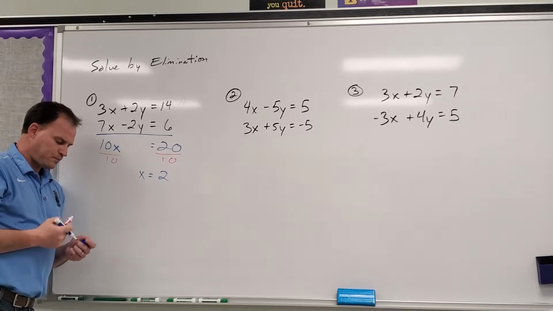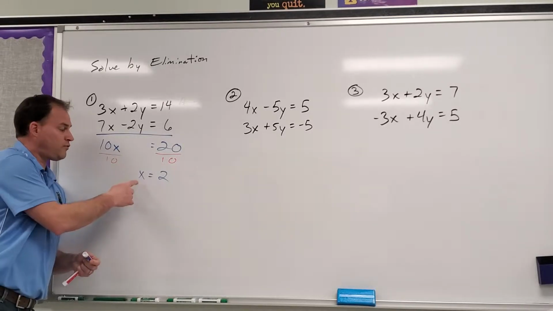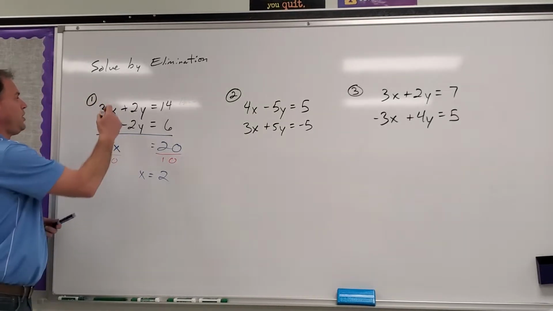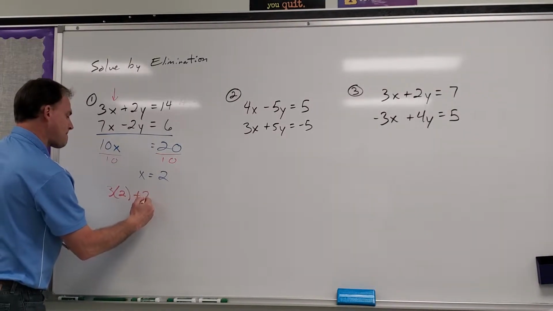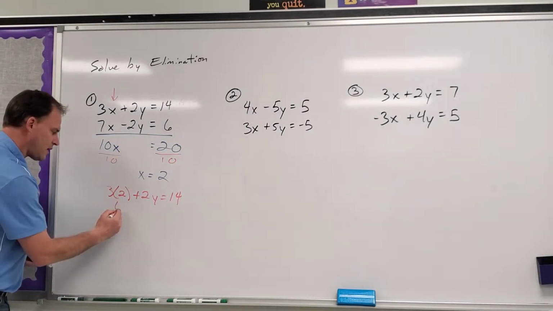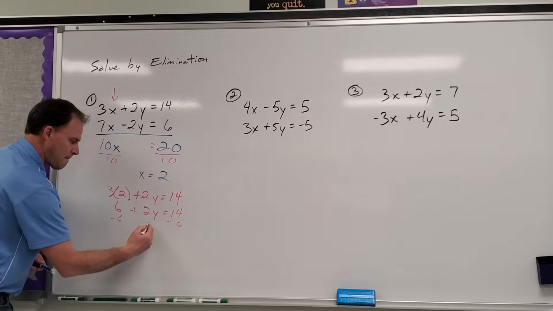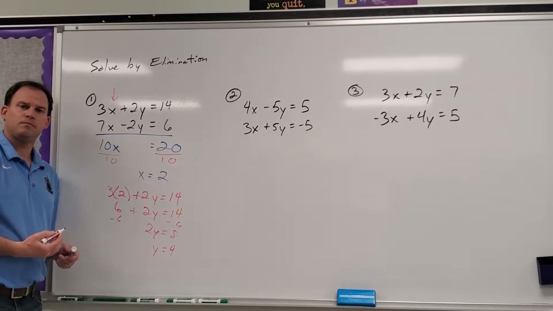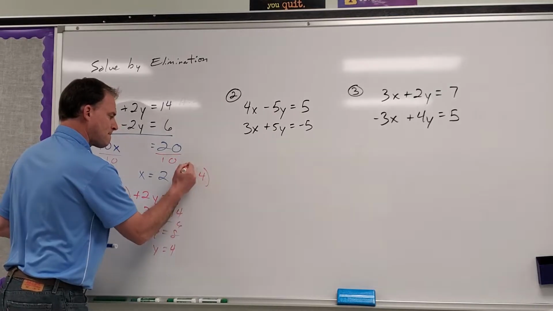What do I need to do to finish this problem? Yeah, I gotta plug it back in. Just like last week, when you find one variable, you plug it back in. Pick one of the 2 equations. It doesn't matter which one. I'm gonna grab the top one here, and I'm gonna substitute a 2 for x. Now we just solve the equation just like normal. I gotta multiply here and get the variable by itself. Minus 6, divide, and I have my variable. x is 2, y is 4, so my answer is (2, 4).